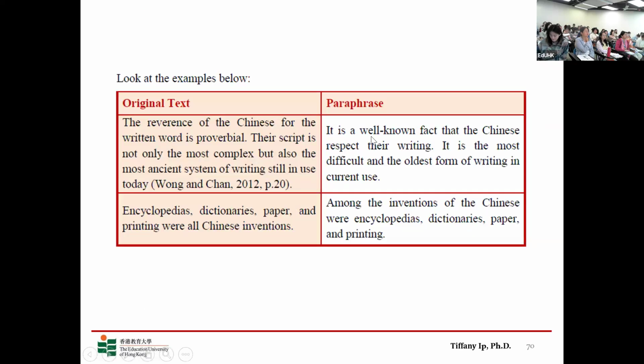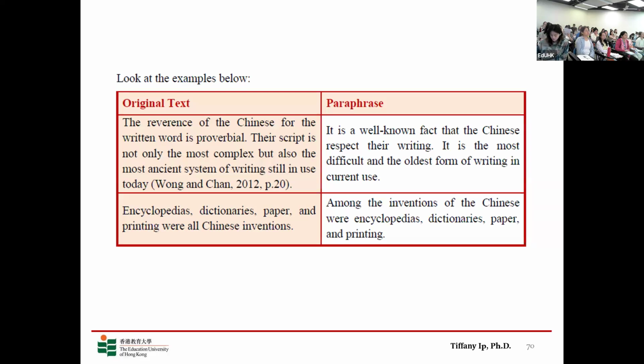So here, let's look at the examples. On the left part, you see the original text. So there are 2 examples. We look at the first one. There is a source by Wong and Chen, right? Since here we're just talking about paraphrasing, we kind of ignore that, but actually you need to add that.